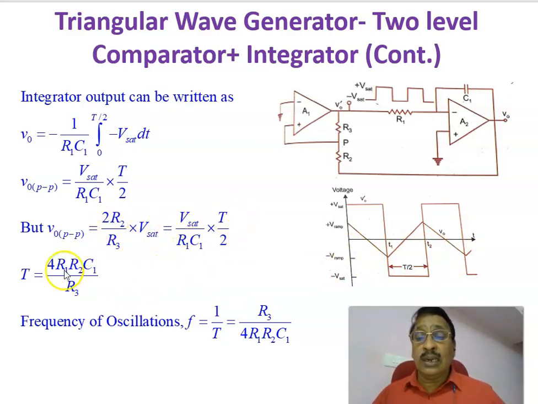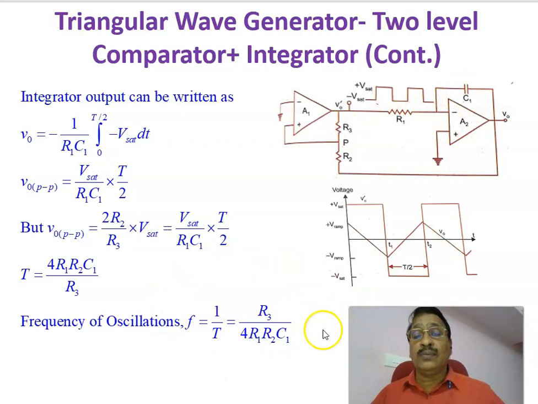If you reduce it, you get T equal to 4 times R1 R2 C1 divided by R3. Once you get the time period, you can calculate the frequency, which is 1 by T, equal to R3 divided by 4 R1 R2 C1. Therefore, this is the equation of the triangular signal frequency, where this is R2, this is R3, this is R1, and this is C1.